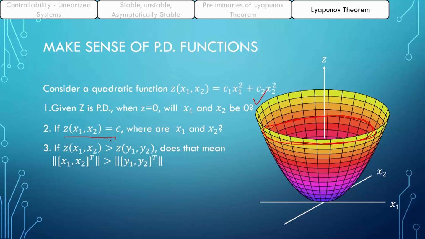Next, this is the question I just showed you, that given an x and y on different level sets, if the level value of x is greater than y, that does not imply its distance to the origin is greater than y. Okay?